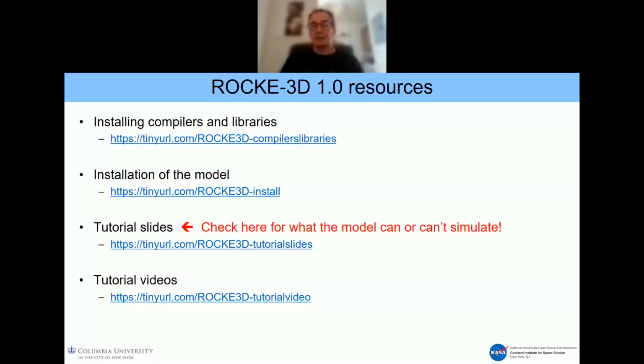I'll give you a hint. ROCKE-3D can only simulate rocky planets, and it needs an atmosphere to simulate its climate because otherwise it makes no sense. But there is more fine information that you can find in there.